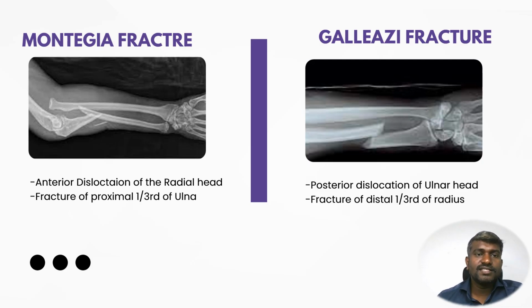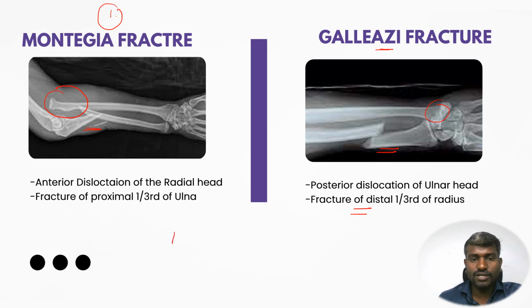Next, these are the two important fractures that have to be remembered for the main exam. Number one is going to be what? Monteggia fracture. Remember, this is going to have anterior dislocation of the radial head, and there is going to be a fracture at the proximal part of the ulna. Whereas Galeazzi fracture, remember, this is going to have posterior dislocation of the ulna and fracture at the distal one third of the radius.